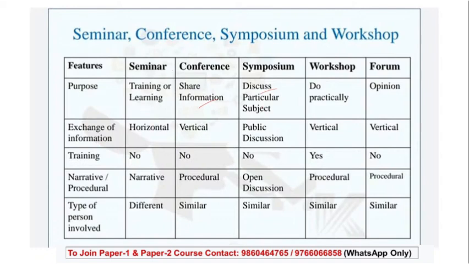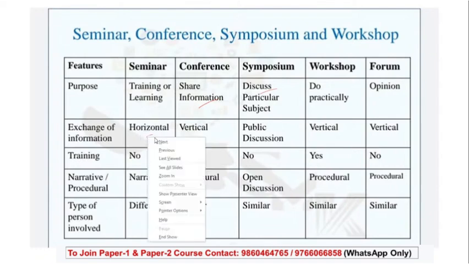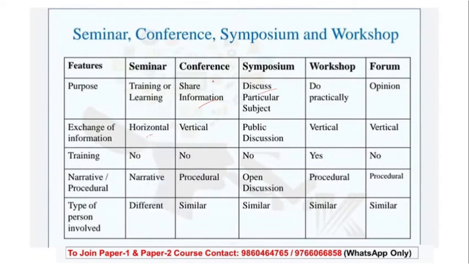Exchange of information under a seminar is done horizontally, that is, in the same line. Whereas in a conference it is vertical. A symposium can be open for public discussion. A workshop can be vertical. A forum can be vertical. Training is done nowhere except in a workshop, because it's hands-on experience.